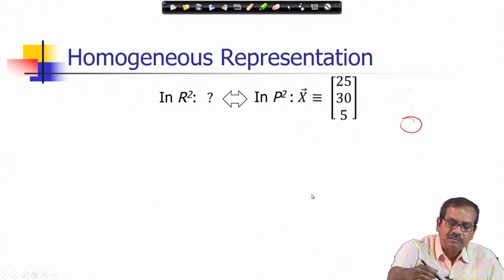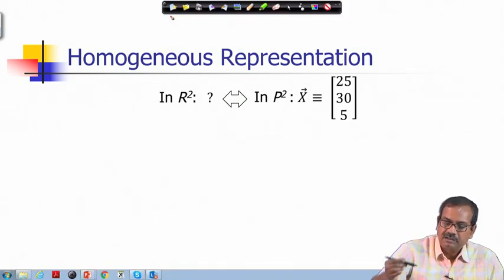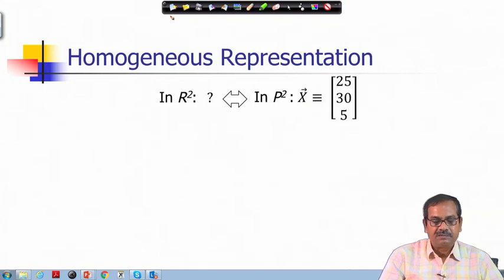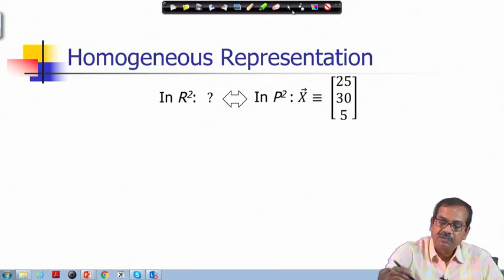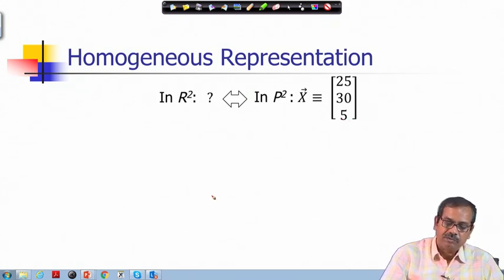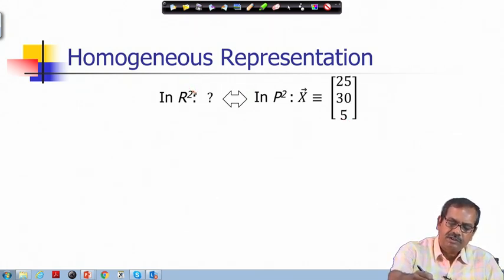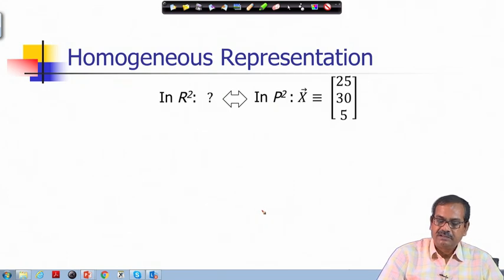So this is another example of what we would like to understand once again. Consider a point in the projective space given in this form, say 25, 30 and 5. So what should be the corresponding point in the real space? So in this case, how do you convert it?